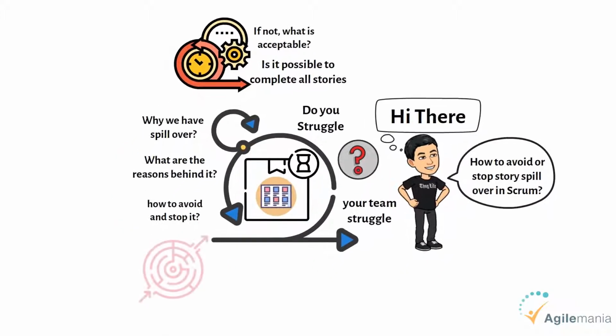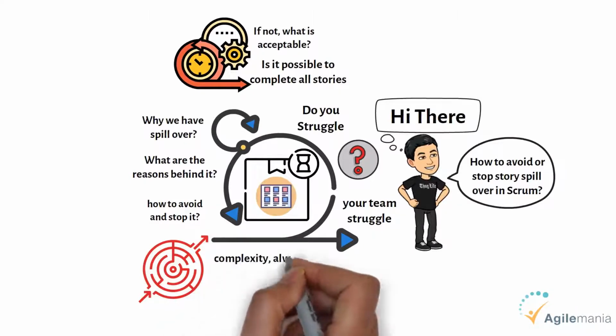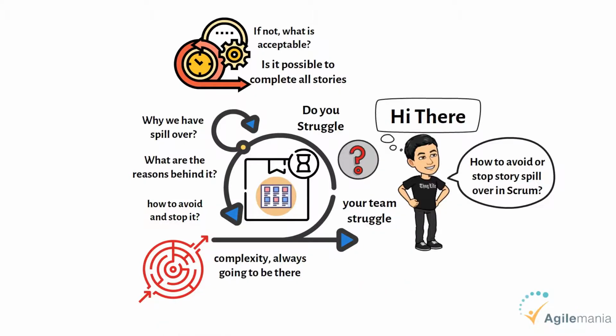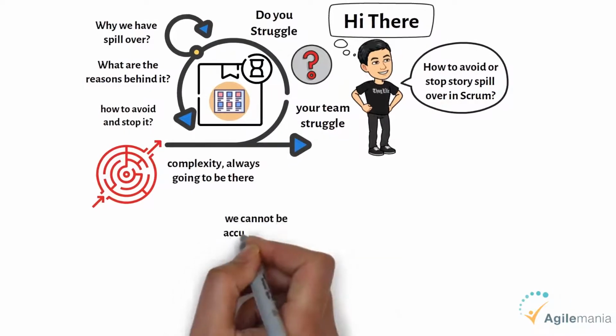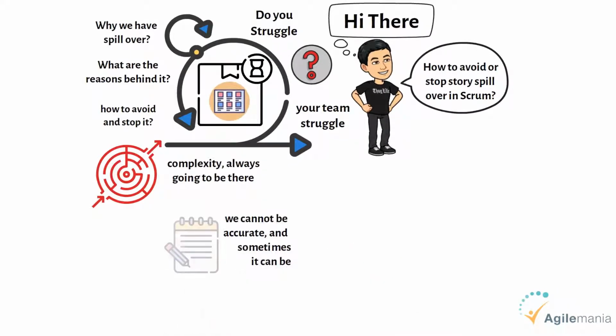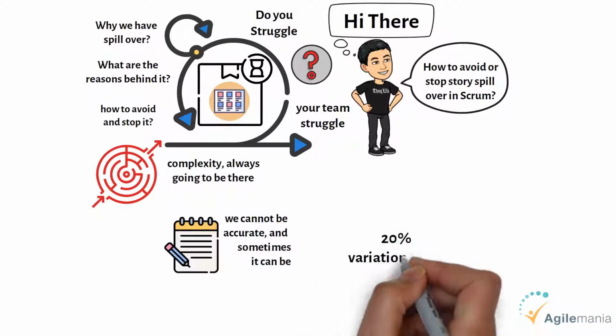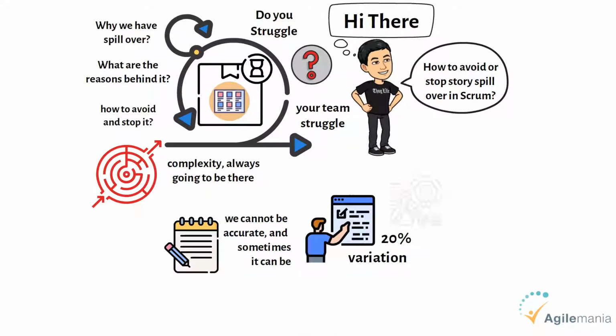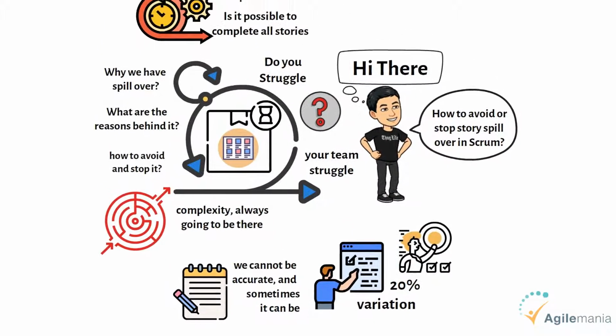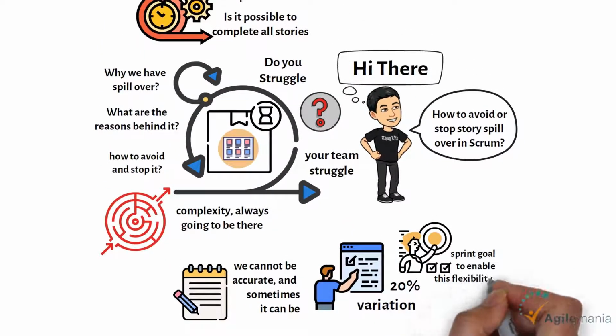We use Scrum to solve a complex adaptive problem. That means uncertainty and complexity are always going to be there. In such cases, we cannot be accurate, and sometimes it can be more than what we plan or less than that. I usually consider a 20% variation in planning, but must have the sprint goal to enable this flexibility. I will talk about a sprint goal in my next video. So let's focus on reasons and solutions for story spillover.